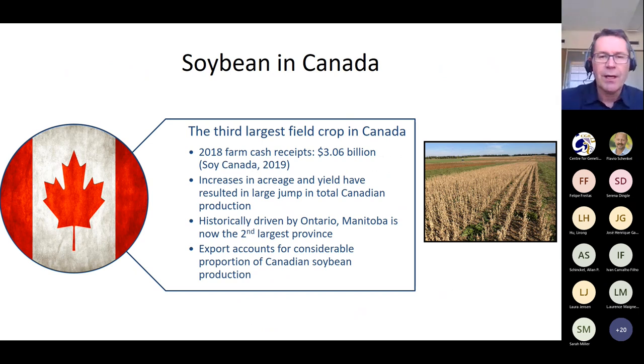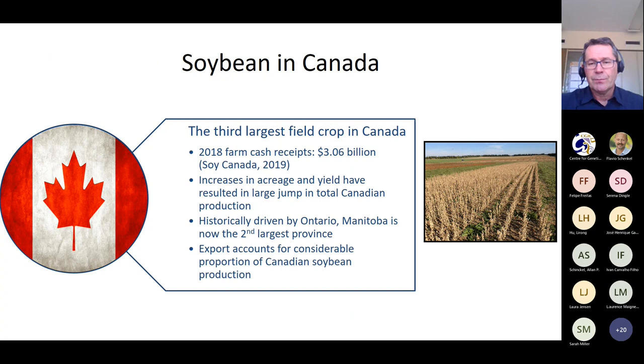Switching to soybeans in Canada, soybean is the third largest field crop. In 2018, the farm cash receipts surpassed $3 billion, and soybean has been increasing in its production in Canada, in acreage and yield over the past 10 years especially, which has led to an increase in production.